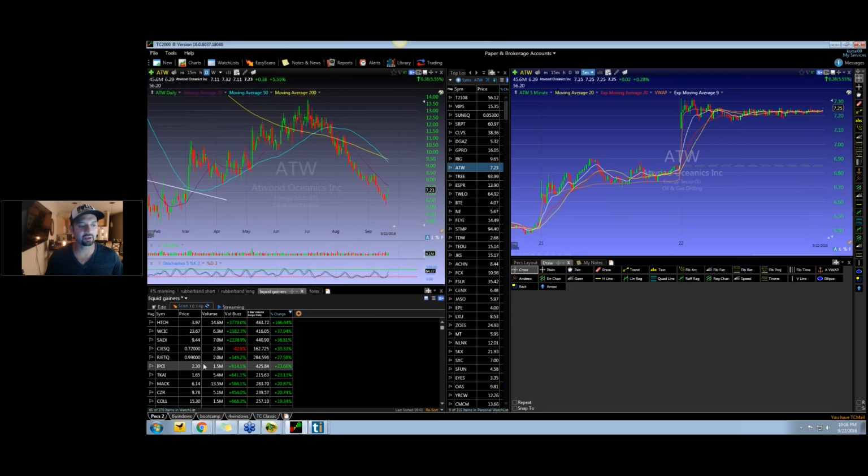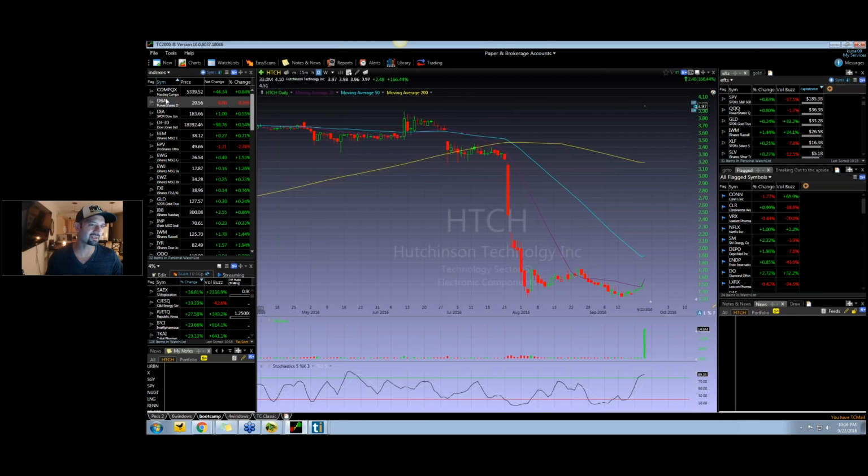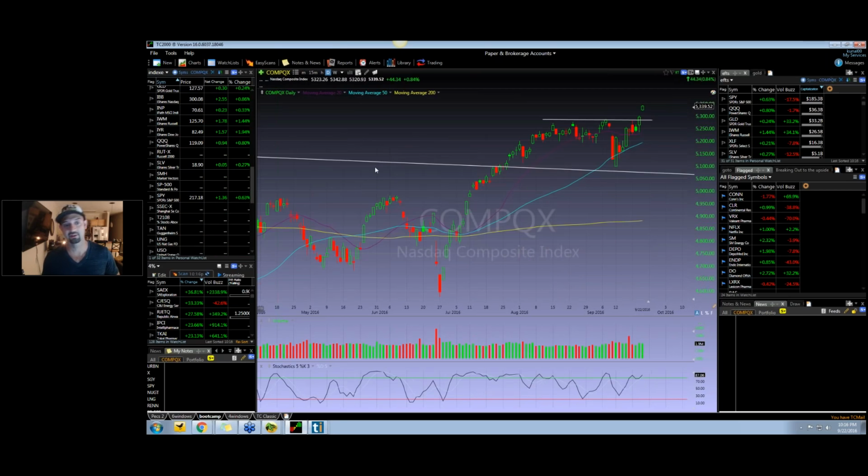This software here is called TC2000. It's by Worden. But yeah, it's called TC2000. I've used this thing for almost 10 years. It's pretty cool.